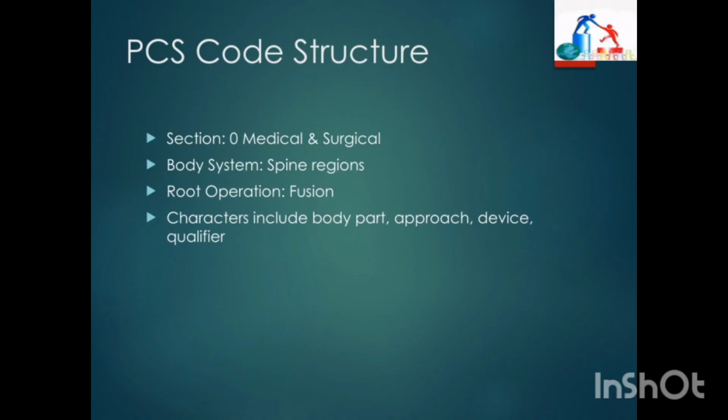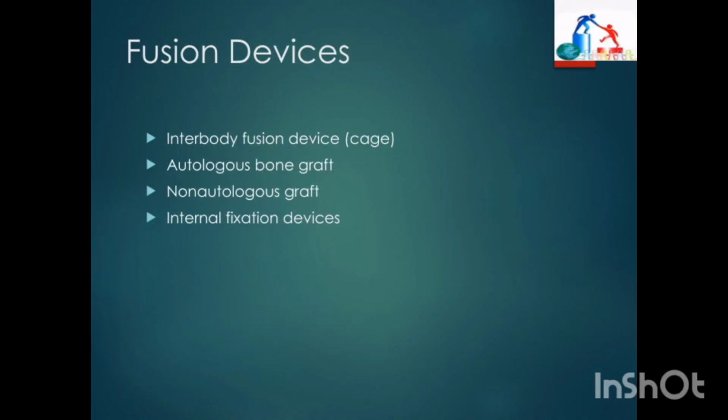Now, the PCS code structure is designed to be systematic, capturing these key components, body part, approach, device, and qualifiers in a structured way. This helps ensure clarity and consistency when coding these complex procedures. Overall, understanding how these elements come together in the PCS code structure allows us to accurately document spinal fusion surgeries, which is essential for proper coding, billing, and analysis. So, when you see a fusion procedure in the spine, remember that all these characters work together to create a precise and comprehensive code.